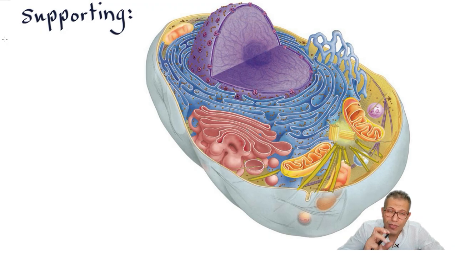Although the cell is extremely small, it still needs support. This support can be maintained by two different types of organelles. The first one is called microtubules and the second one is called microfilaments. Let's compare between them and see them first.